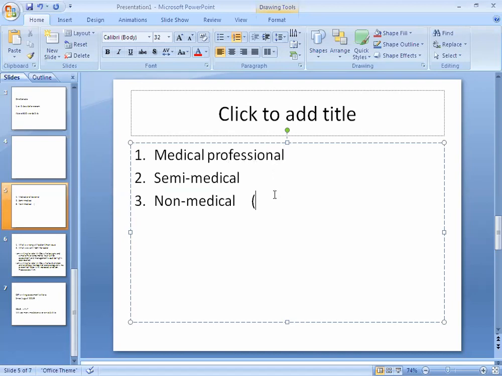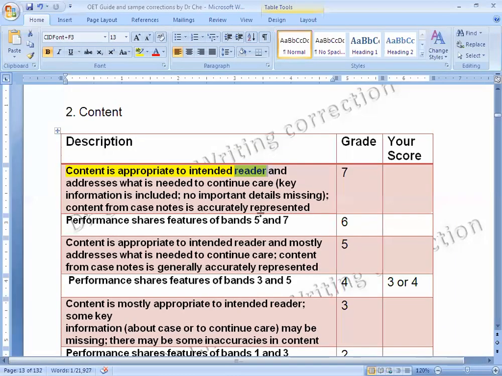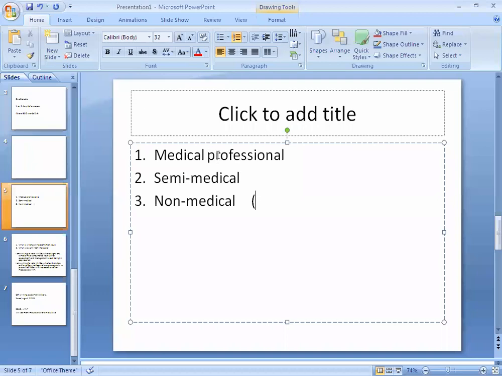This is why I have divided them into 3 categories, because our content should be appropriate for the intended reader. First, we should see what kind of professional the reader is. If it is a medical professional, we can use medical terms. For a semi-medical professional, we should use fewer medical terms. For non-medical, we should not use medical terms.